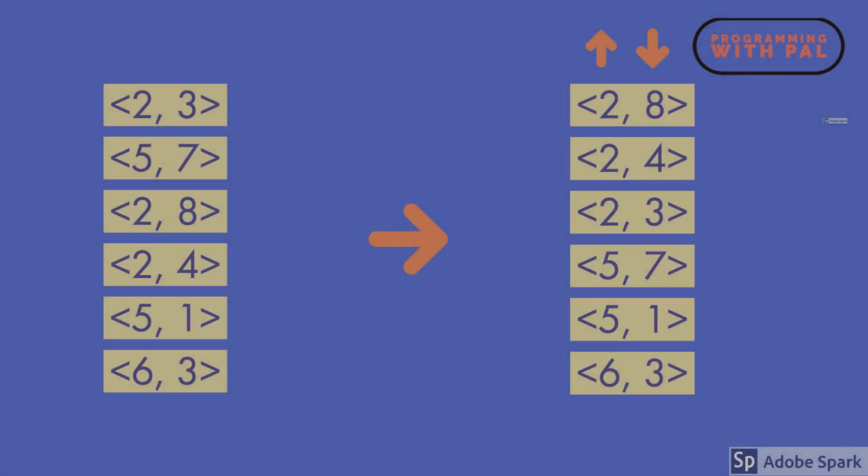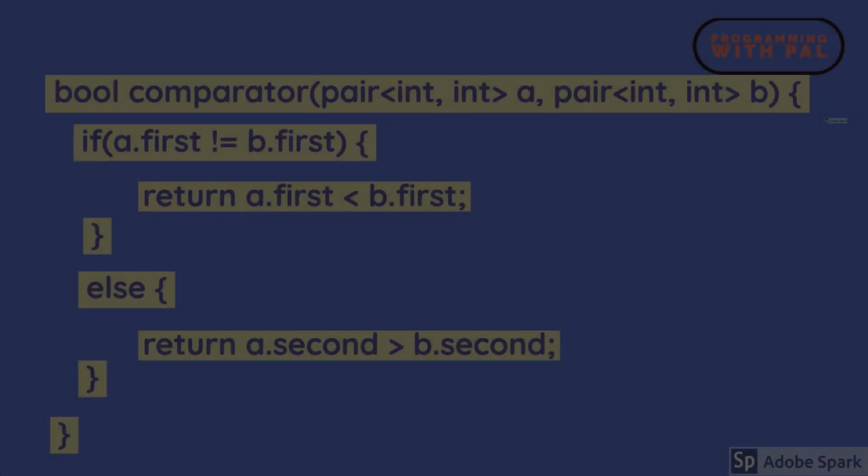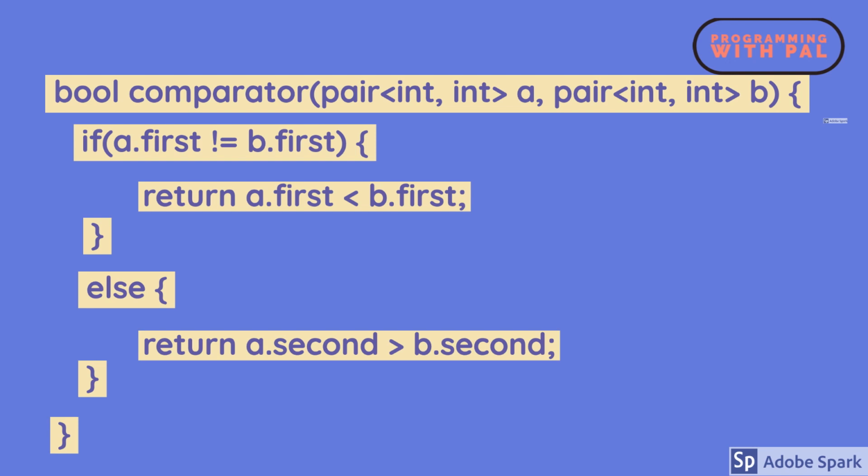Now let's try a little difficult case. In this example, we have a vector consisting of a pair of integers. We want to sort this vector in such a way that the first element of the pair is sorted in ascending order, and if two pairs have equal first element, then it is sorted in descending order according to the second element of the pair. This is how the comparator function would look like.